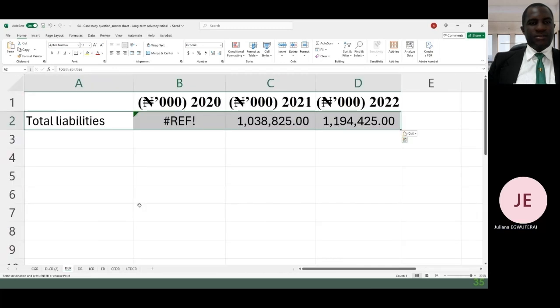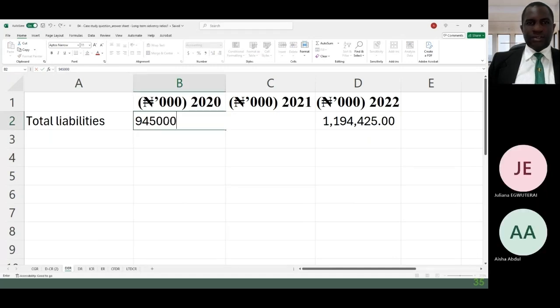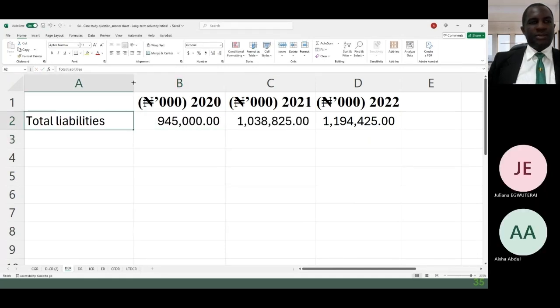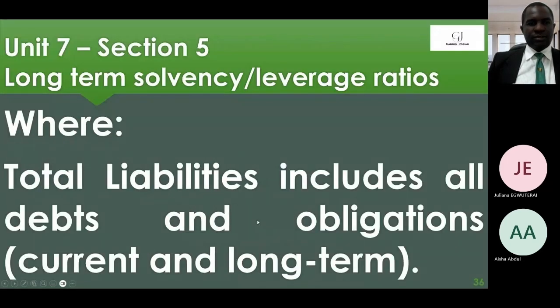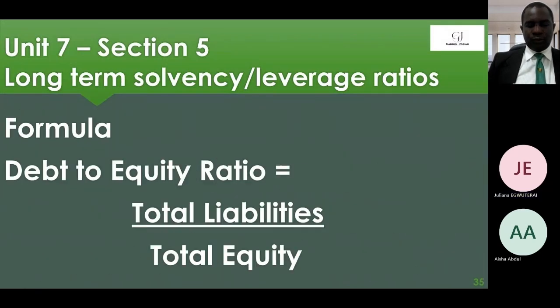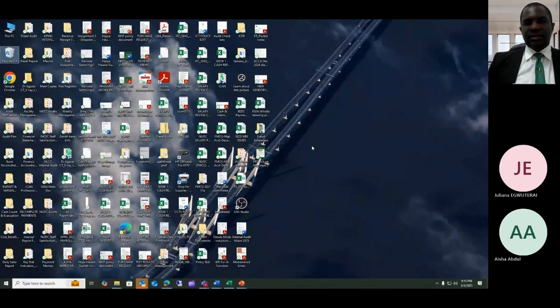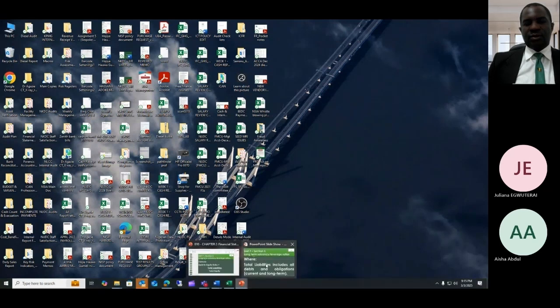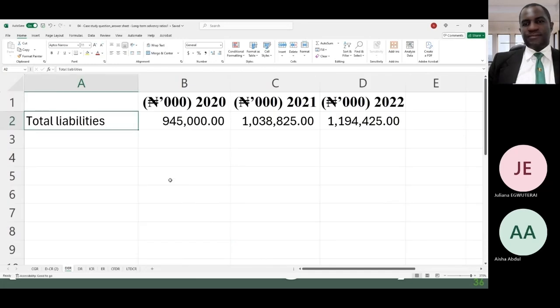Our total liabilities, there's no need toggling through the screen. Let me just pick for the 3 years. This is a formula. So we have total liabilities, then what is our total equity? Is it in percentage? No, it's a ratio. Debt to equity is a ratio. We want to see the ratio of debt to that of equity. When you see debt to or anything to, just know you are doing two numbers. Just like we have debt to capital, we'll do it exactly like this, but this one is debt to equity.